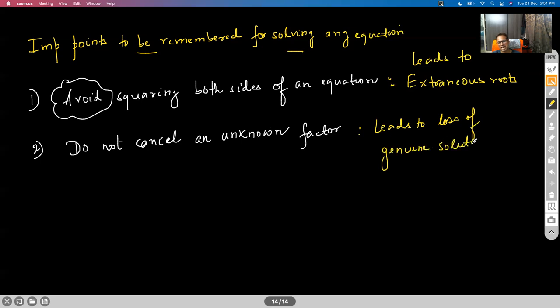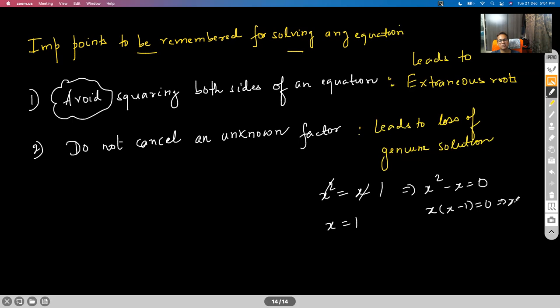Okay. The simplest example that I keep giving people is, let's say x square is equal to x, right? Now, what you're doing is canceling one of the x's, correct? And you write x equal to 1. Please note that this equation could have 0 also as one of its solutions. So x could be 0 also and x could be 1 also, but you lost this one because you just cancelled x from both the sides.